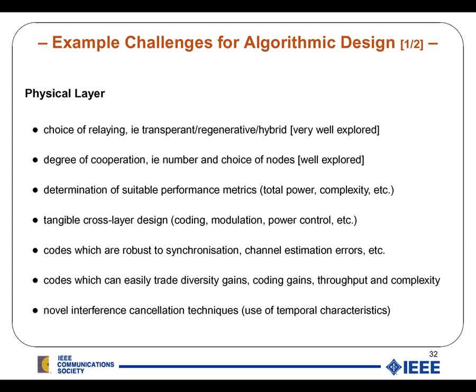Algorithmic design: loads of things are well explored, but what is interesting are tangible cross-layer design issues, codes, and that is very interesting, codes which are robust to synchronization, channel estimation errors, feedback errors, etc. And also codes which can easily trade diversity gains, coding gains for throughput and complexity. And finally, because cooperative systems will inevitably be interference limited, we need novel and innovative interference cancellation techniques.